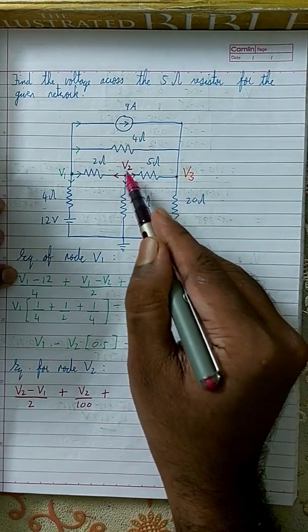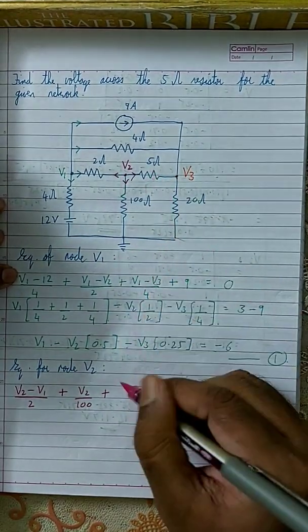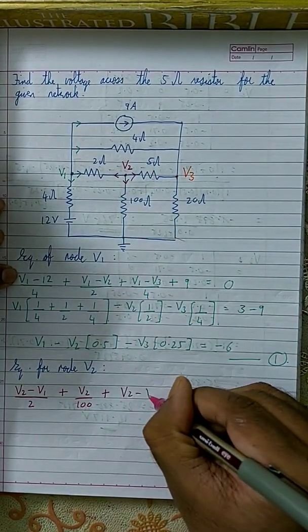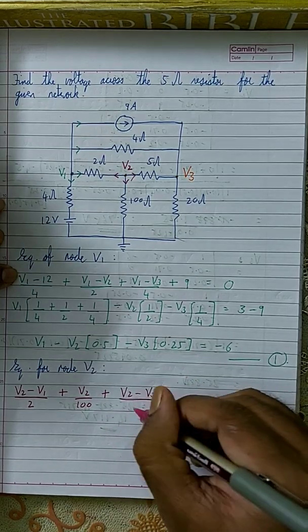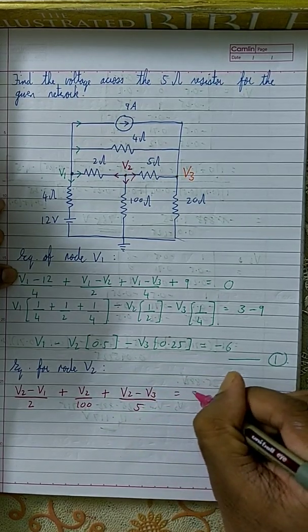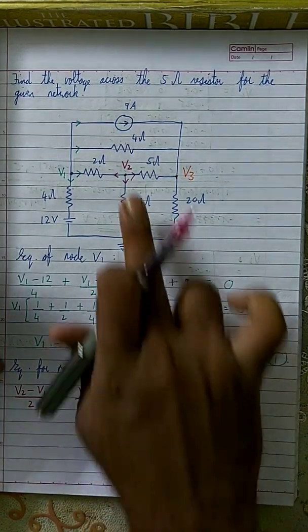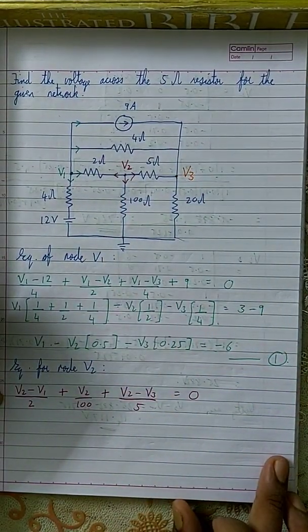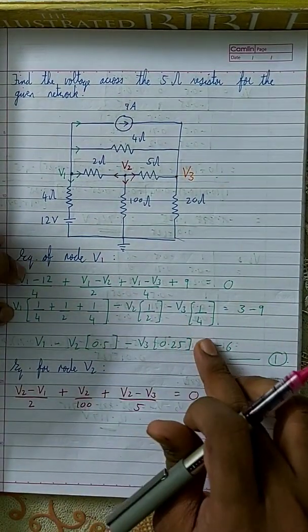Right? Because V2 is a higher potential. So V2 minus V3 by 5 is equal to 0. This is the equation of V2. Okay, now I'm going to write it in terms of V1, V2 and V3.